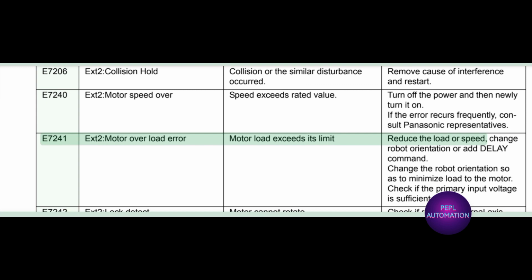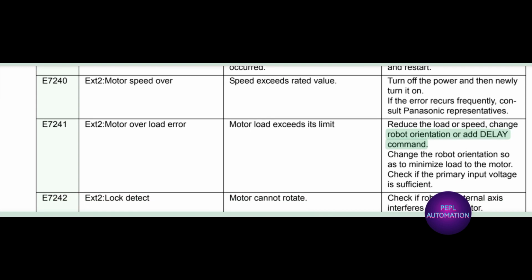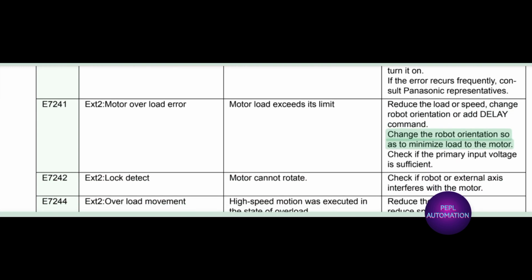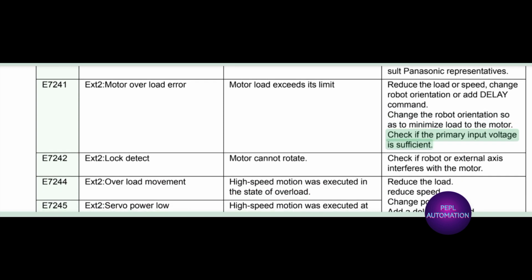E7241X2, motor overload error. Motor load exceeds its limit. Reduce the load or speed, change robot orientation or add delay command. Change the robot orientation so as to minimize load to the motor. Check if the primary input voltage is sufficient.